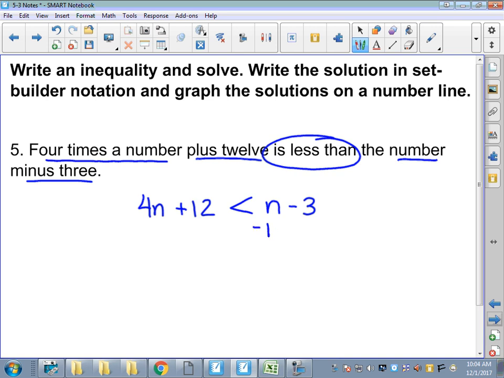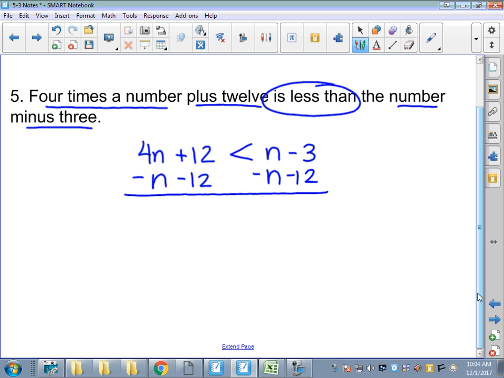Let's bring this n over. So I'm going to subtract n from both sides. And in the same step, if you feel comfortable, subtract 12 to bring it over with the negative 3. If you don't feel comfortable with that, in the next step, you would just subtract the 12 separately. 4n take away n is 3n. Cancel out the 12 and the negative 12. 3n less than negative 15. Divide by 3.